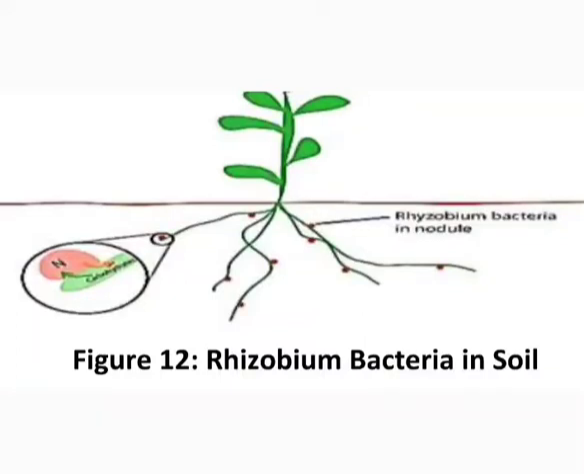Dear children, today we will take another important topic from your textbooks, chapter 1, Nutrition in Plants. The topic is Rhizobium bacteria in soil. So, right now on your screen, you can see a plant and Rhizobium bacteria. So, before we start, you should know why there is need of Rhizobium bacteria in the soil.